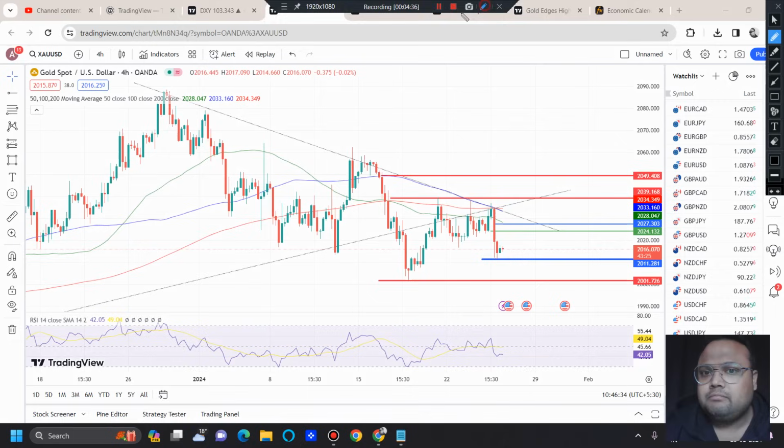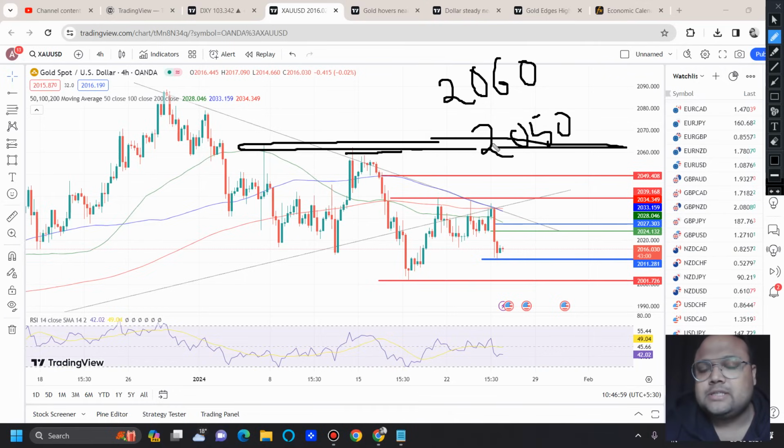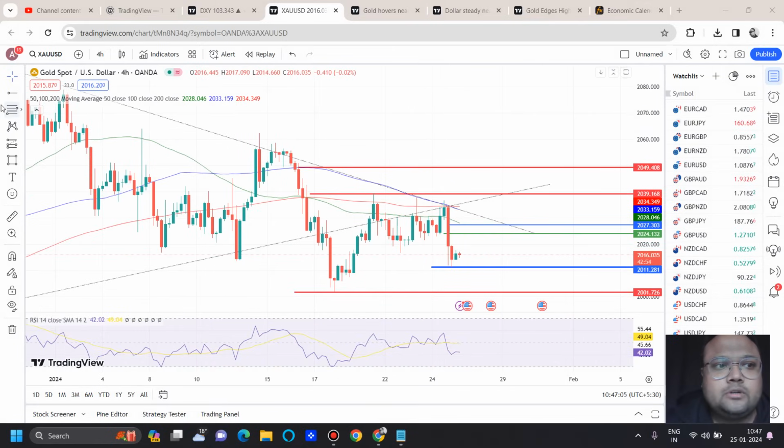So on the other hand, the best selling opportunity on the chart of gold is around 2060, 2050. Why 2060? Because you can see we have a good amount of resistance around this area previously. Also, market has shown strong selling pressure. So we can expect that around 2060, 2062, 63, we have strong sellers present. If market goes up, we can expect a good selling pressure. But below 2060, we also have a nice selling zone around 2050 as well.